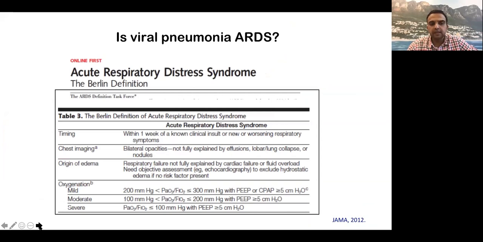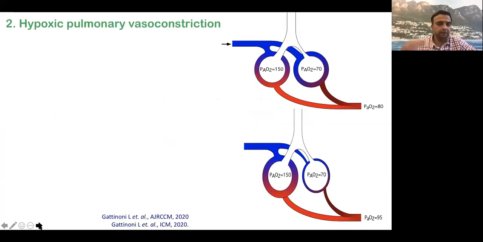And finally, the oxygenation, which is the key criterion, is the PF ratio. The PF ratio is the arterial partial pressure of oxygen to the FiO2, and it has to be less than 300 mmHg. And depending on how severe the problems are, you can grade them from mild to severe. So just to keep the definition out there.